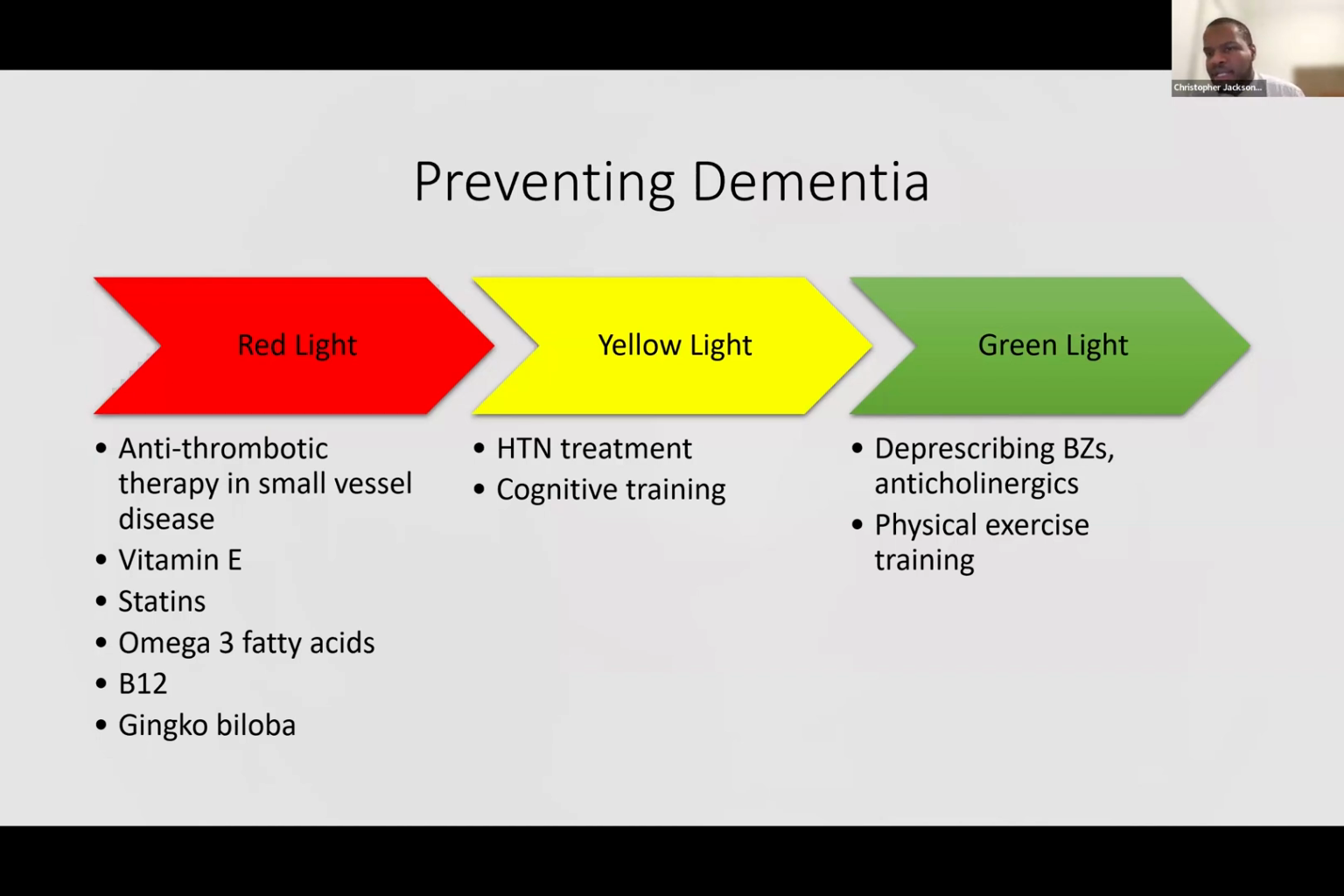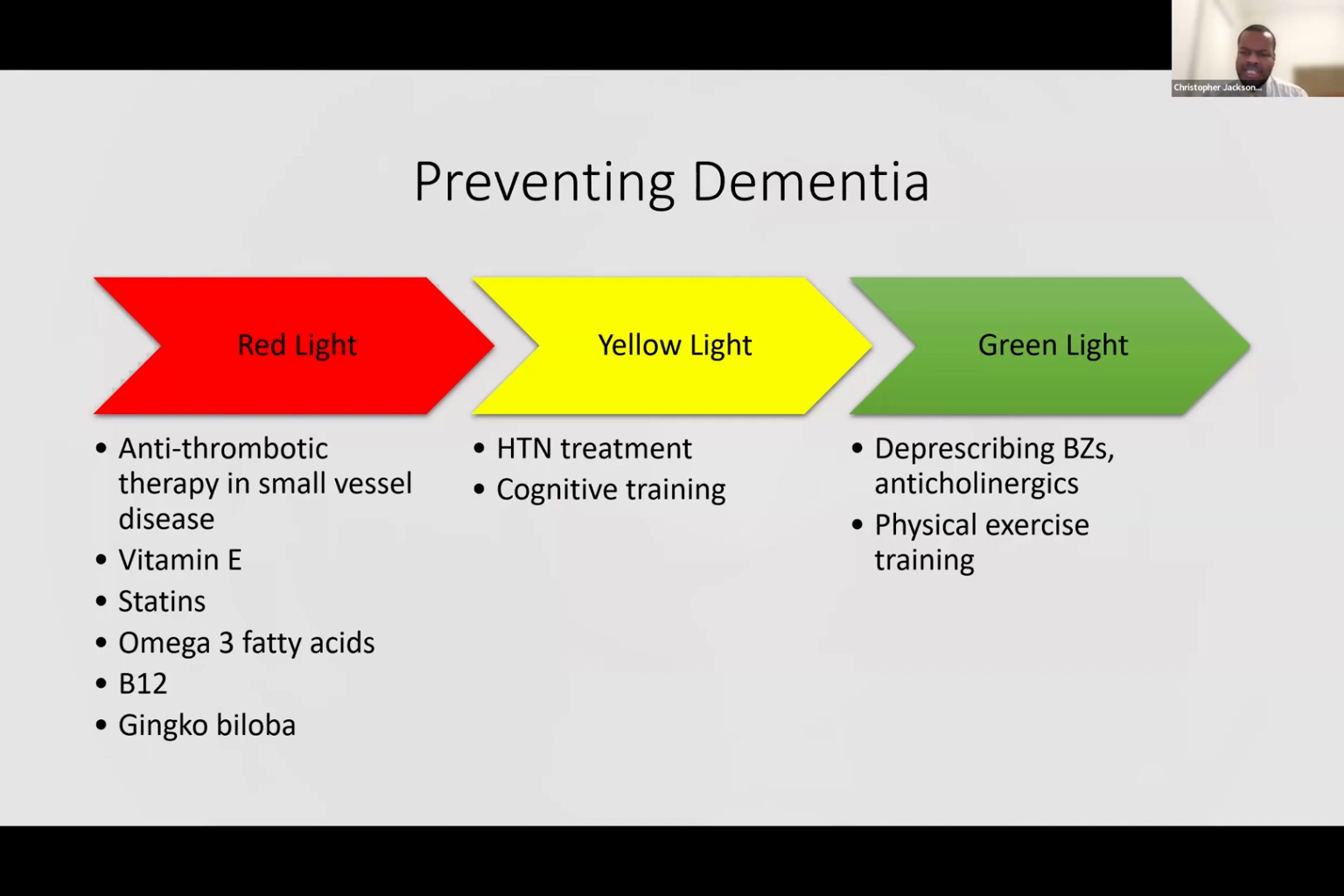So starting with the green lights, certainly any medications that we can deprescribe that have impacts on mentation, particularly for patients that are older, is probably one of the best things we can do for prevention. So the anticholinergics, the benzodiazepines, chronic antihistamines, all very important. There is a pretty good and decent amount of data on physical exercise. So, maintaining exercise, anywhere from 90 to 150 minutes a week.